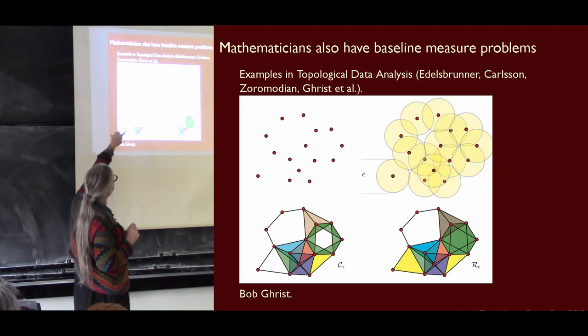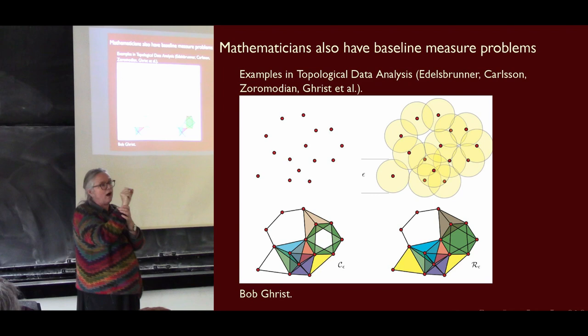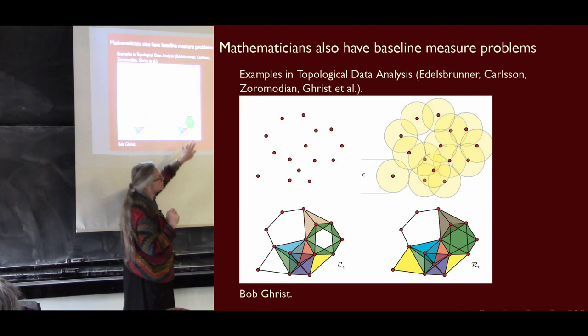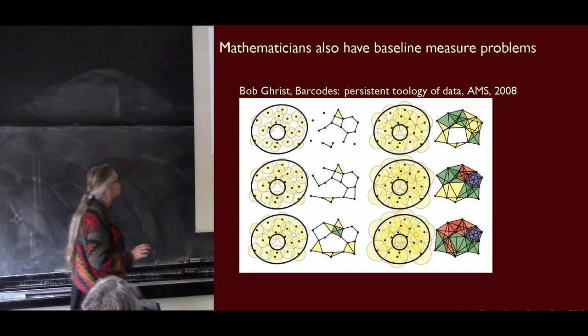Now, you don't just do it at one radius. You do it at increasing radii. And then you have a whole set of computations on the simplices as to the number of holes. In this case, this is the Čech complex, and this is the Rips complex. So these simplices are computed in different ways. This computational problem is quite interesting. But these are slides from Bob Ghrist, who has a very nice paper in the Bulletin of the AMS.